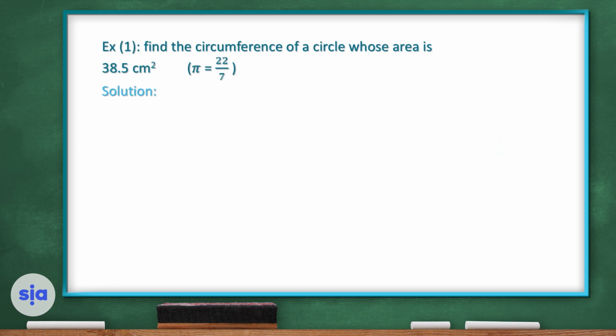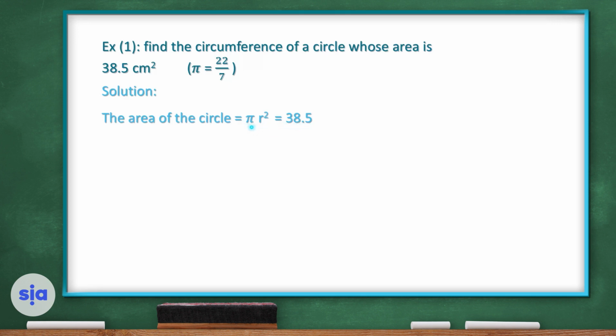In this exercise, the question is asking us to find the circumference of a circle whose area is 38.5 centimeters squared. And the question is telling me to use pi equals 22 over 7. To find the circumference of the circle, we need to write the rule of the circumference. The circumference is 2 pi r. So from the given information, we need to find the length of the radius of the circle. So as given that the area is 38.5 centimeters squared, then pi r squared is 38.5.